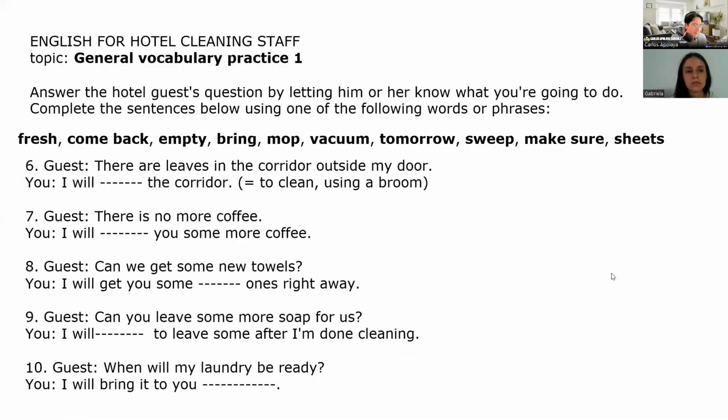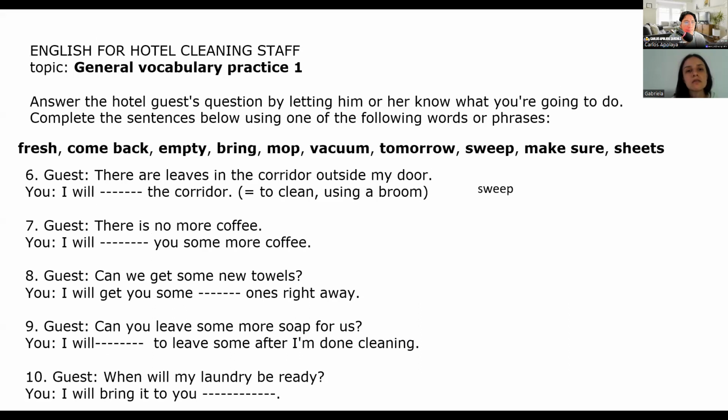Number 6. There are leaves in the computer beside my door. I will sweep the computer. Sweep. Number 7. Some more coffee. I will bring you some more coffee.